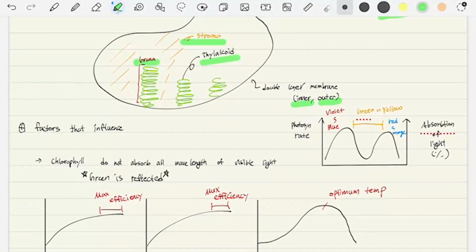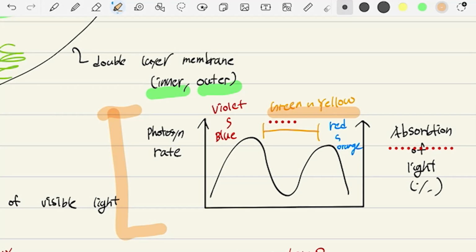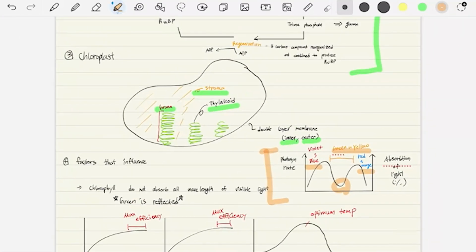Now let's look at the factors that influence the rate of photosynthesis. So in photosynthesis, there are 4 big factors that can influence the photosynthesis rate. The first one will be the light intensity, the second one will be the CO2, the third one will be temperature, and the fourth one will be the color of the light. Because chlorophyll is green, it does not absorb all wavelengths of visible light, and they reflect the green. And that's the reason why during the green and yellow period, the rate of the absorption of light goes low. And when it's violet to blue or red to orange color, the absorption of light goes extremely higher.